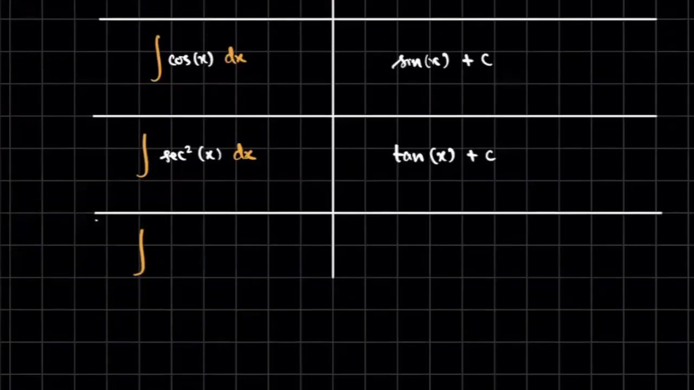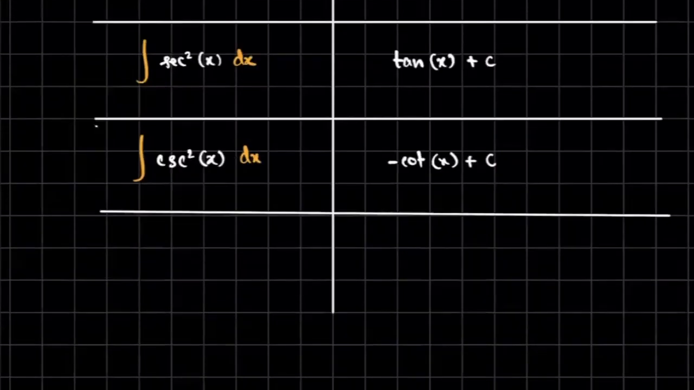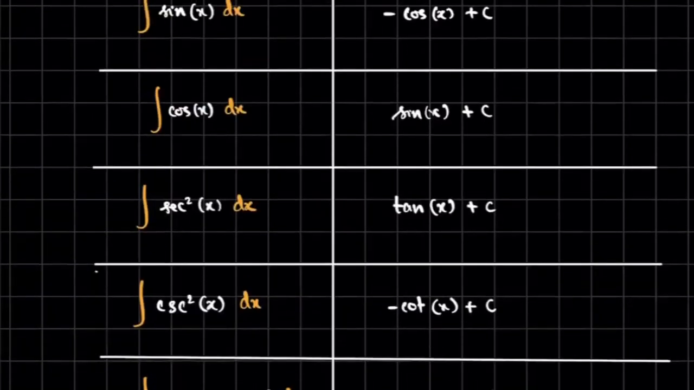Now you have the integral of cosecant squared x dx. You should get negative cotangent of x plus a constant c. Then I'm going to give you one more formula here. You have the integral of secant x tangent x dx, and it's going to be secant x plus a constant c. So these are the basic integral formulas that you may want to know.